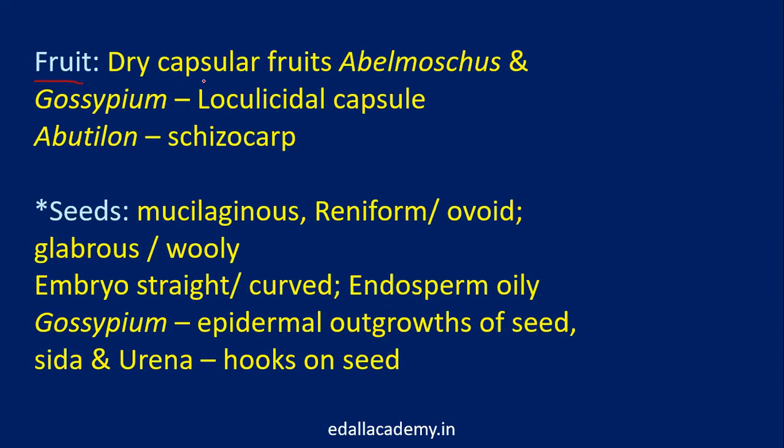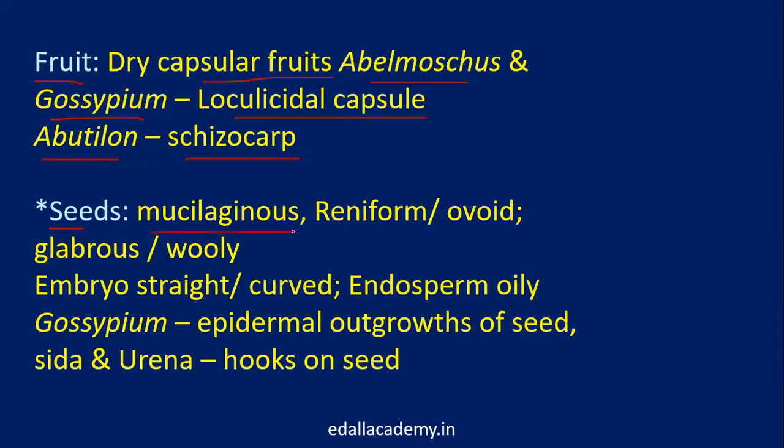And what kind of fruits are formed in the family Malvaceae? Dry capsule type of fruits. In Abelmoschus and Gossypium, loculicidal capsule. What kind of fruit? That is a loculicidal capsule type of fruit. The fruit wall splits into numerous chambers. Abutilon, schizocarpic fruits. Schizocarpic fruits are intermediate between dry dehiscent and indehiscent fruits.